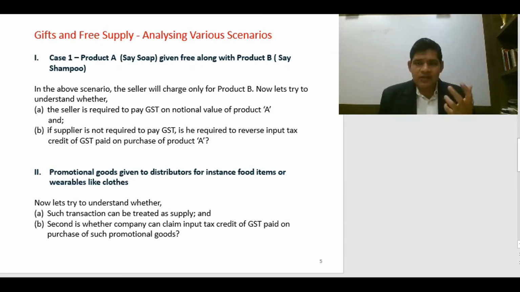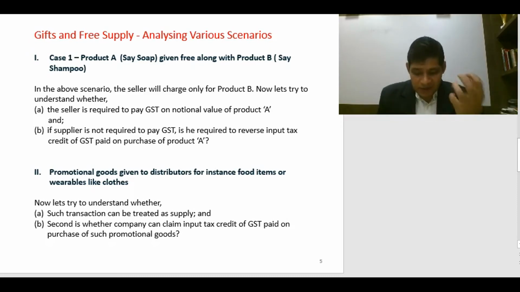So for this we need to understand that as per section 15 of the CGST Act, the value of supply of goods shall be the transaction value, which is the price actually paid or payable for the said supply, where supplier and recipient are not related, and price is the sole consideration. In the given case, the supplier, in our example, gets only the price of shampoo and he is not getting the price of soap, and there is no other consideration flowing to him. Hence, GST on outward supply shall be paid only on the price charged in the invoice. GST is not to be paid on the notional value because that is the only consideration of supply which is flowing to him.